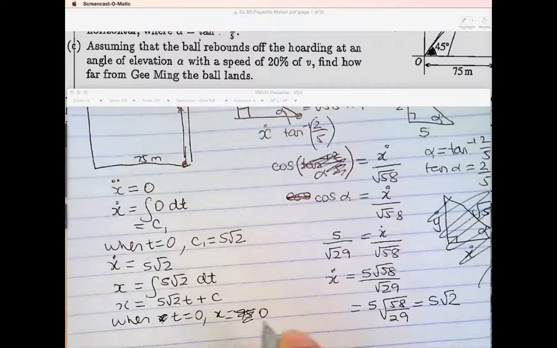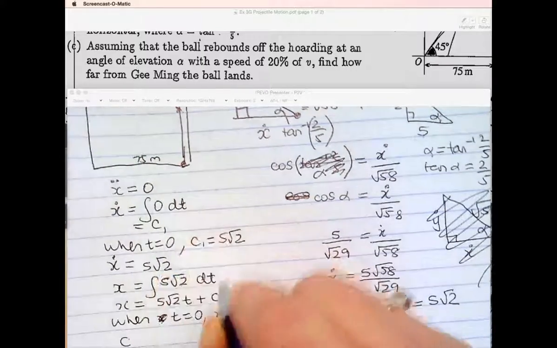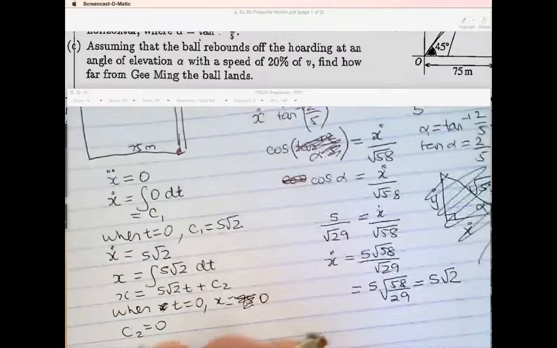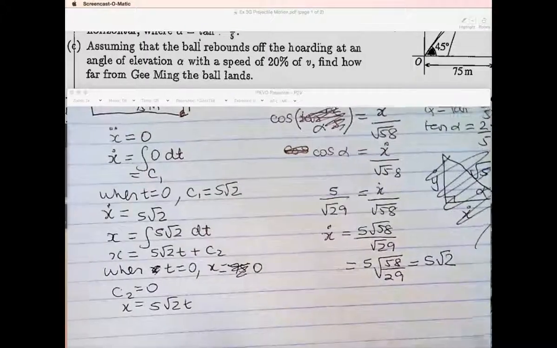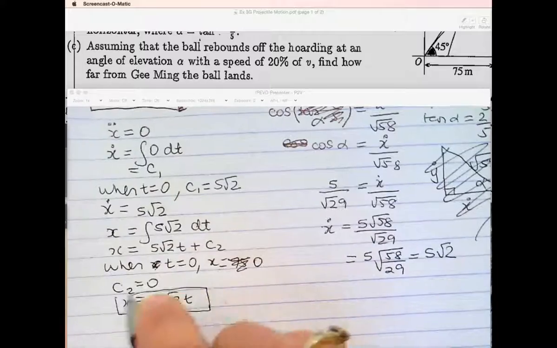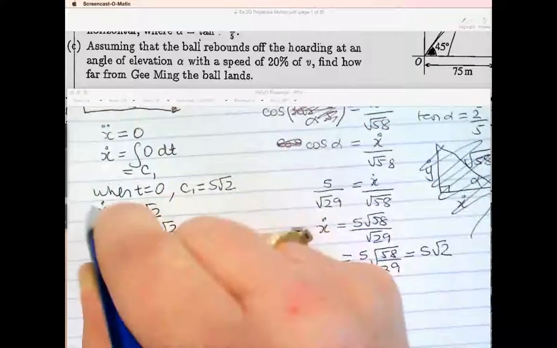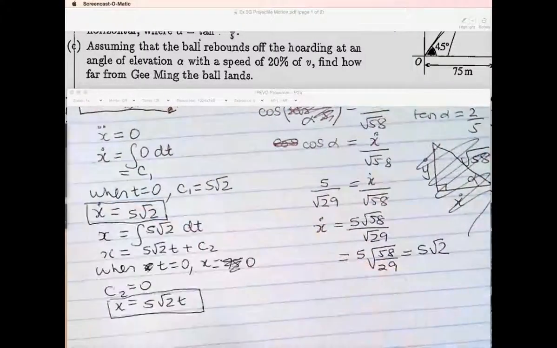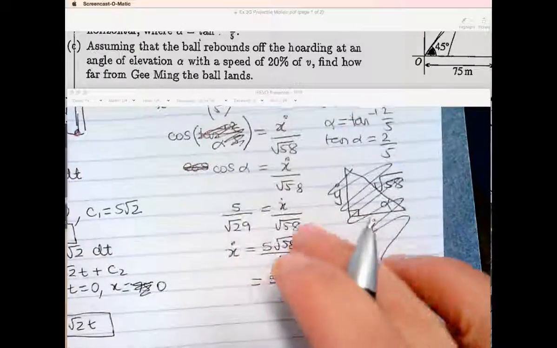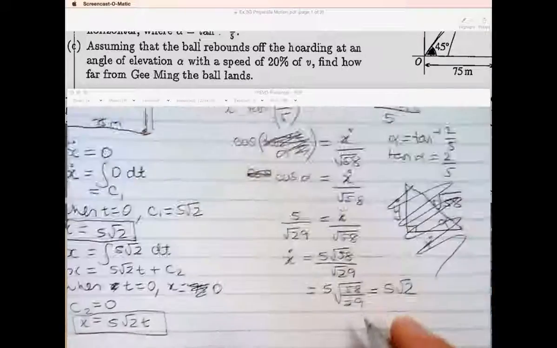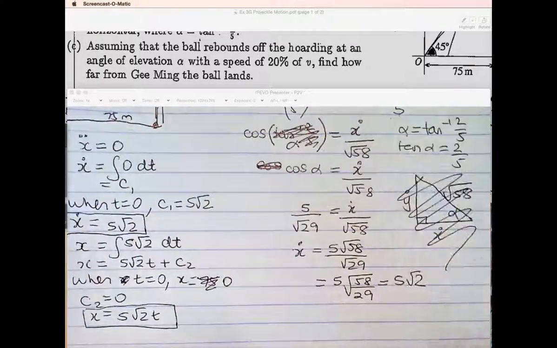So when t is 0, x is 0, therefore we get c2 is 0. Therefore x equals 5 root 2t. Now, they're my horizontal equations. See, girls, if you've got your diagram when you're interpreting later, it will help you. We're going to do the same thing here now for sine with that triangle.